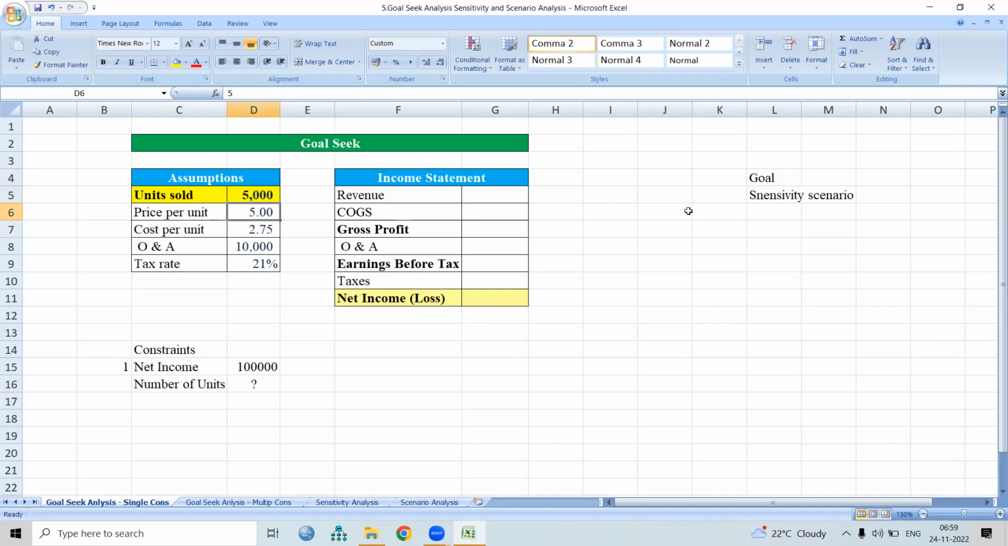So what do we do here? The requirement is we are required to find out the net income. When the net income is rupees 1 lakh, how many units should be sold? Or to generate a net income of rupees 1 lakh, let's see how many units of this particular product should be sold, right?